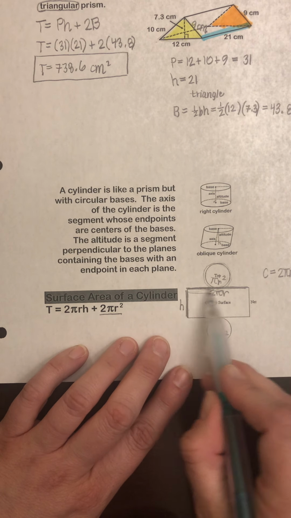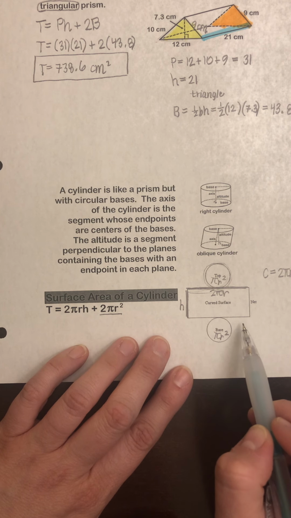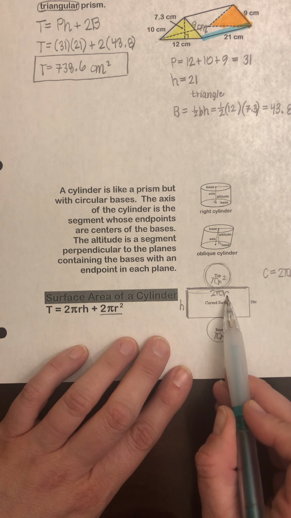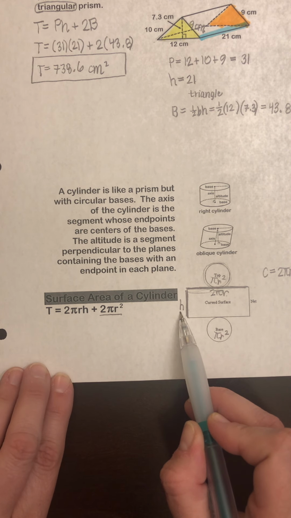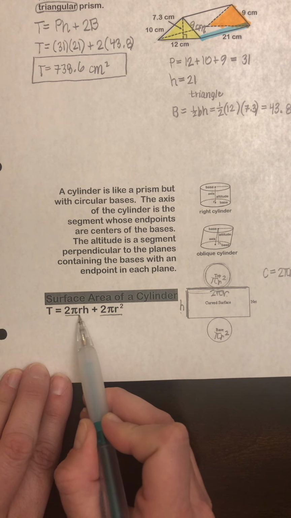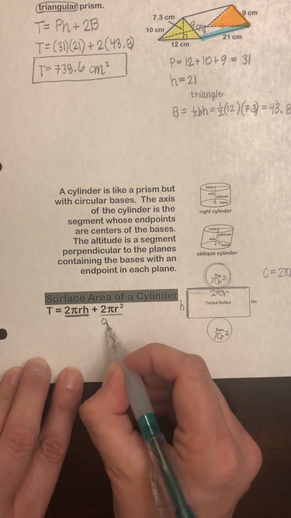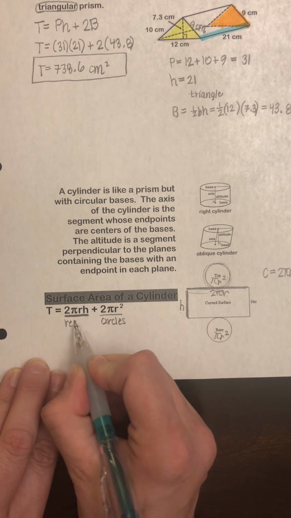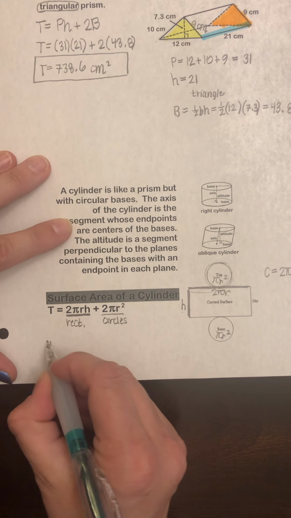Because this is a rectangle, how do you find the area of a rectangle? You do length times width, or base times height. So 2 pi r is the length, and h is the width, or height, whatever you want to call it. That's where this comes from. That is finding the area of that rectangle. So those back here represent the two circles, and that right here represents the rectangle, and that's where the formula comes from.